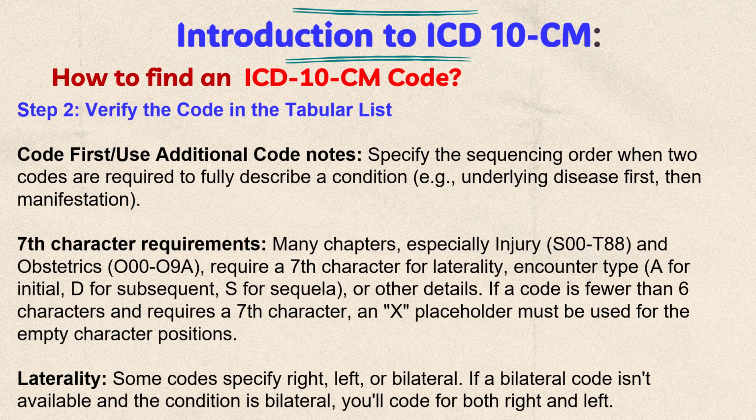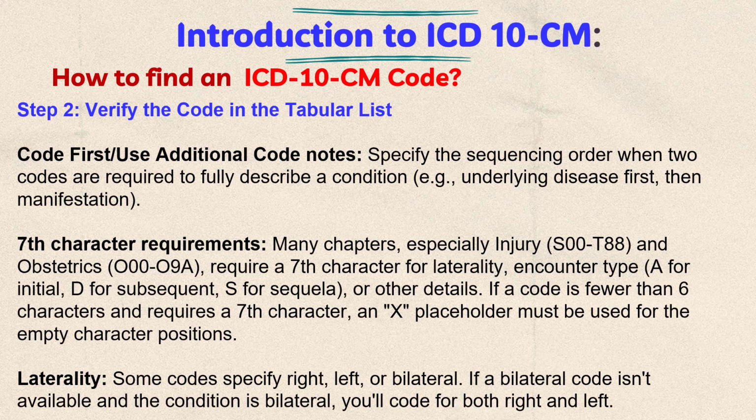Then you have to look for code first or use additional code notes. These specify the sequencing order when two codes are required to fully describe a condition. Example, underlying disease first, then the manifestation. These things you will understand when you code the condition in the later part of the video or other videos.